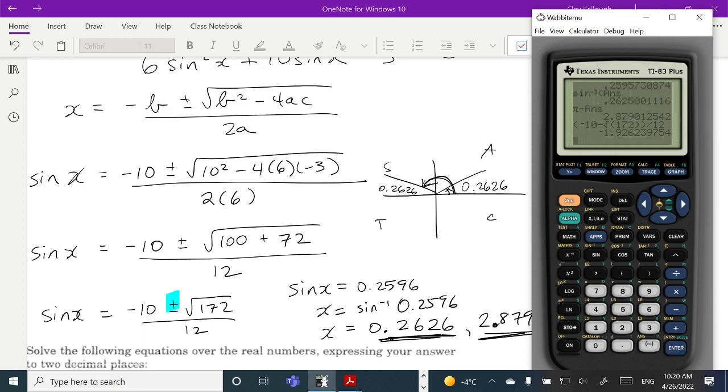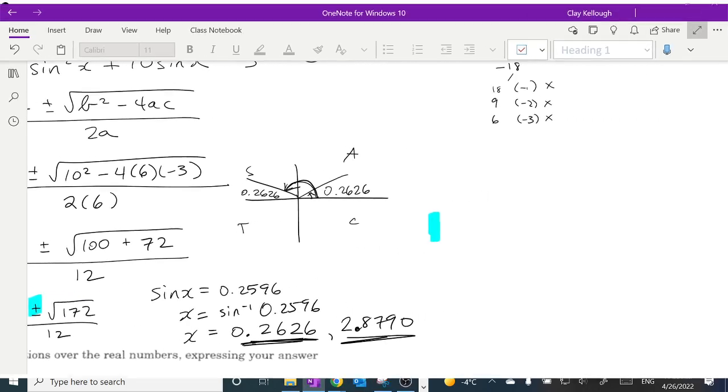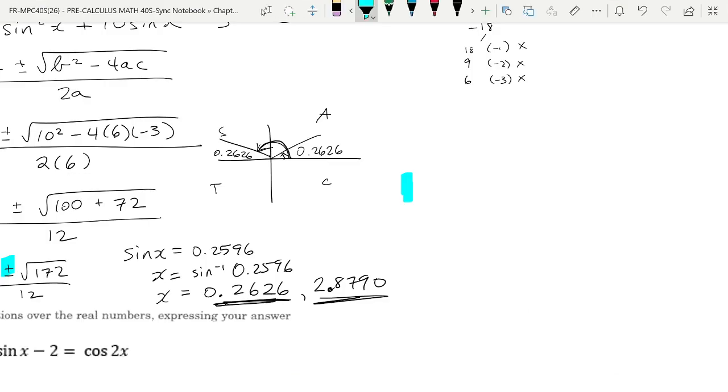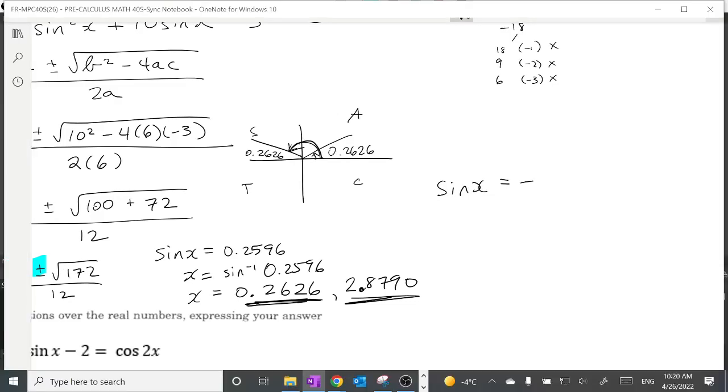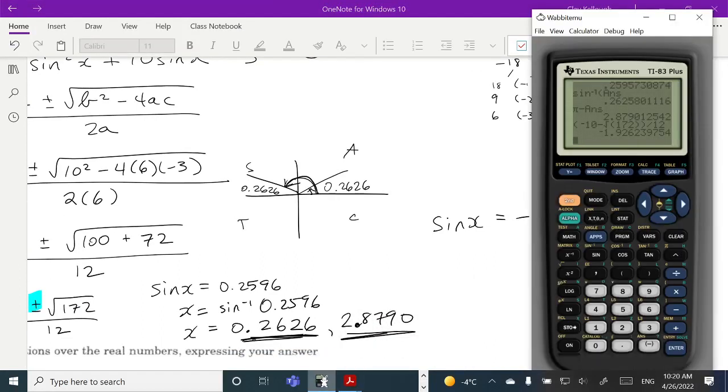Okay? So let me just go back here for a second. Yep. So negative 1 point. Okay, so sine, oops. Let me erase that. There we go. So sine of x for my other answer is negative 1.9262. That's how good my memory is. I can't remember what I just saw.